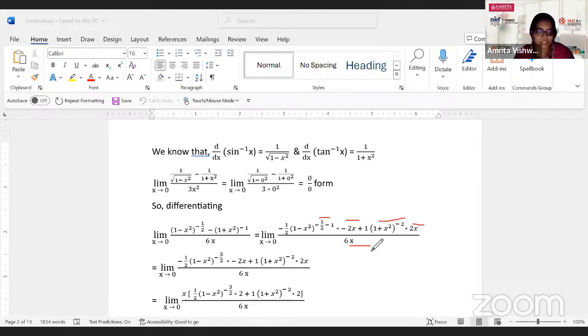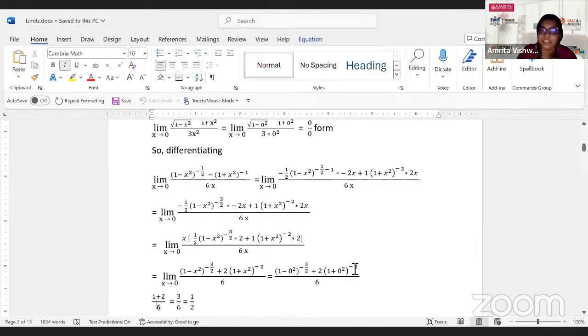Now I would request the students to just simplify this. How you will be able to do that? Minus 1 by 2 into 1 minus x square whole raised to minus 3 by 2 into minus 2x plus 1 plus x square whole raised to minus 2 into 2x. Here also there is a 2 minus 2x. Here also there is a 2x. Here there is 6x. So if you want, you can just take the x term outside and you can simplify it. I'll just show you what I have done.